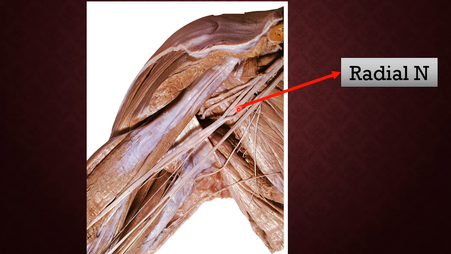Okay, so how to identify the radial nerve? Try to find out the triangular spaces. If it is present in the lower triangular space, that is nothing but the radial nerve. If it is present in the quadrangular space, that is nothing but the axillary nerve. Okay, so that is about the branches of the posterior cord of the brachial plexus.